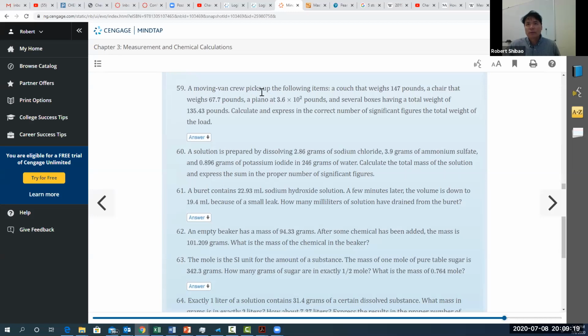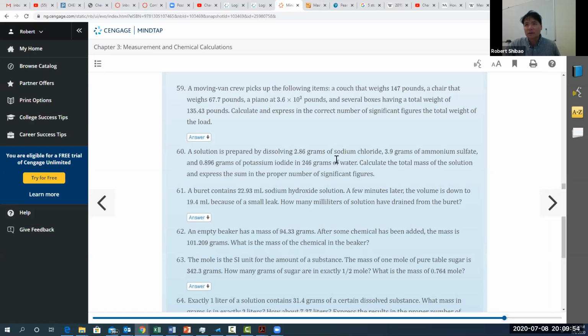A moving van crew picks up the following items: a couch that weighs 147 pounds, a chair that weighs 67.7 pounds, a piano at 3.6 times 10 squared pounds, and several boxes having a total weight of 135.43 pounds. Calculate and express, with the correct number of sig figs, the total weight of the load. Okay, this one we have to get everything in decimal form, or everything to the same exponent. So you have two choices. When we're dealing with scientific notation, we always have to make sure everything's times 10 squared so we can see how the decimal point lines up.